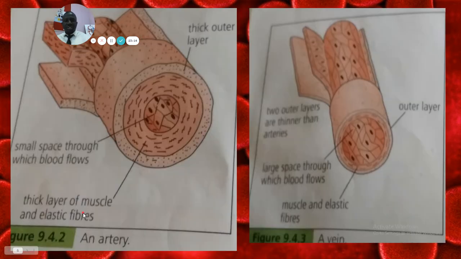Arteries lack valves, but if you find a vein, this one is not well drawn, I would have shown you, they have valves in between to stop the backflow of blood. Since veins carry blood at low pressure and arteries carry blood at high pressure, arteries are able to maintain that pressure because of this thickness.